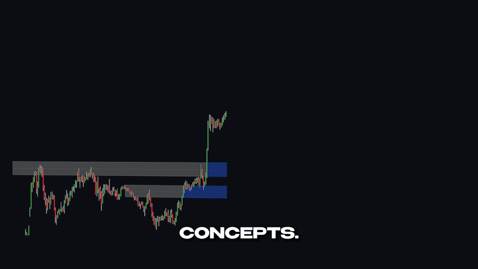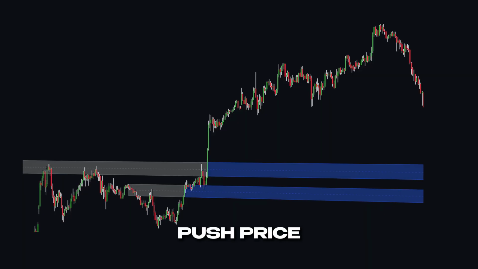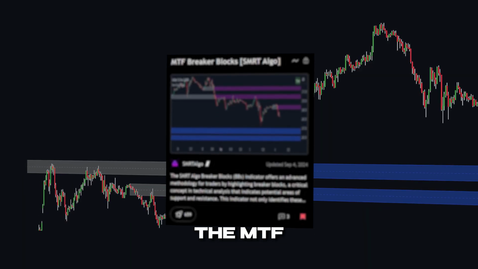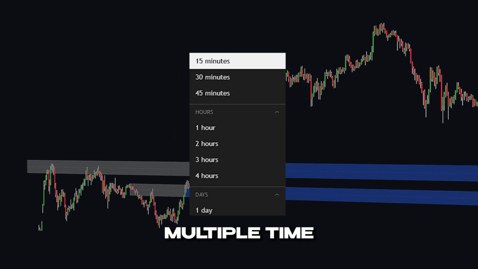This isn't your typical support resistance indicator. Breaker blocks are based on smart money concepts, how institutions trap traders, grab liquidity, and then push price in the opposite direction. The MTF Breaker Blocks tool finds those zones for you across multiple time frames.